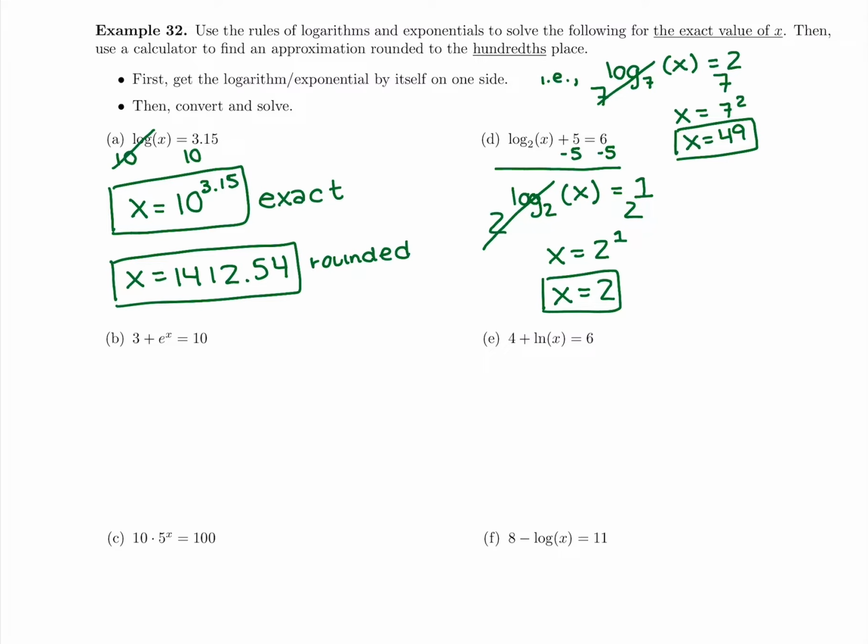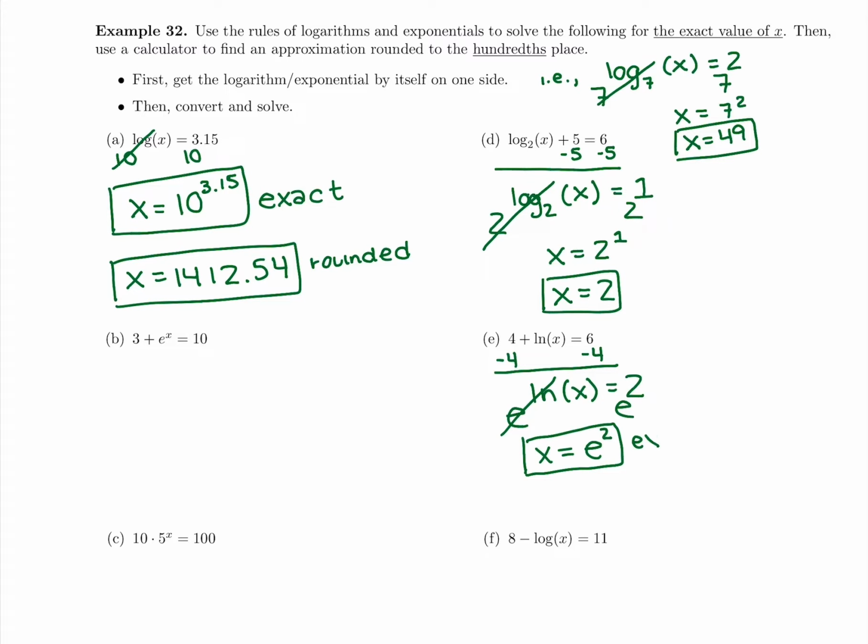The next piece says we're going to move down to this 4 plus ln of x equals 6. And I want to get the log on one side by itself, so I'm going to subtract 4 from both sides, which is going to give me ln of x equals 2. And I want to cancel out an ln, so we want to remember what base ln is. Ln is base e. So these e and ln will cancel, so x is going to be e to the 2. There's my exact answer.